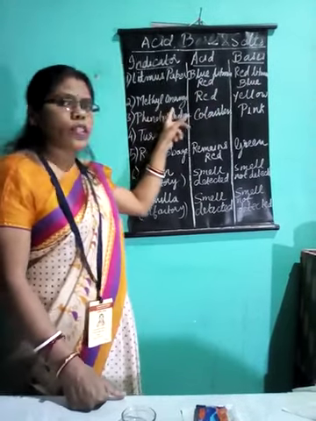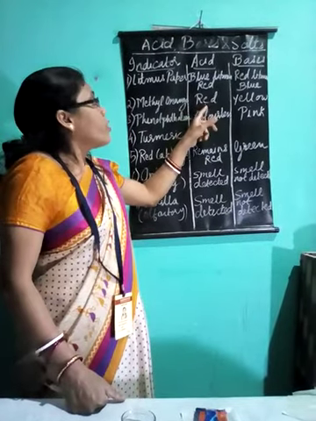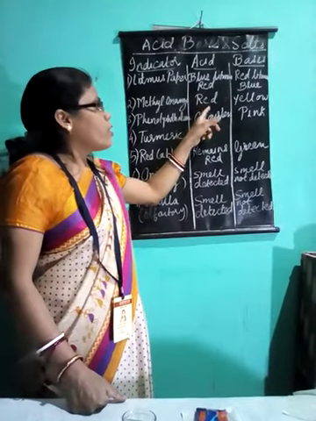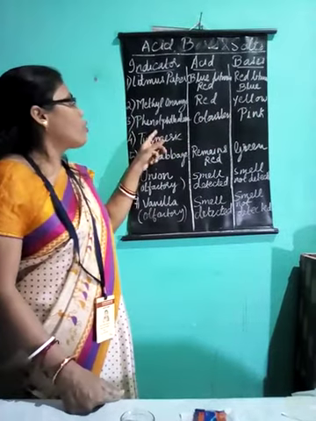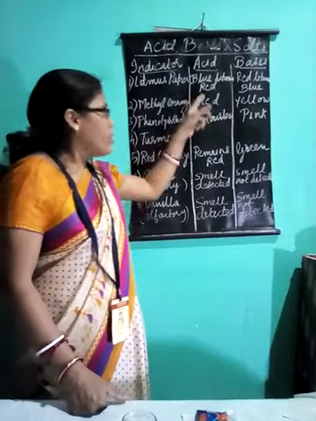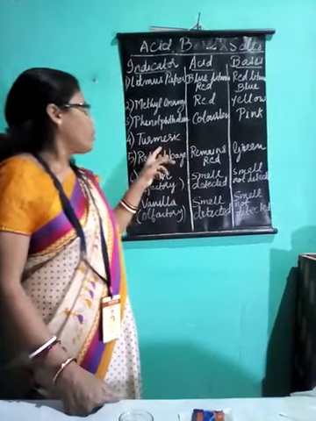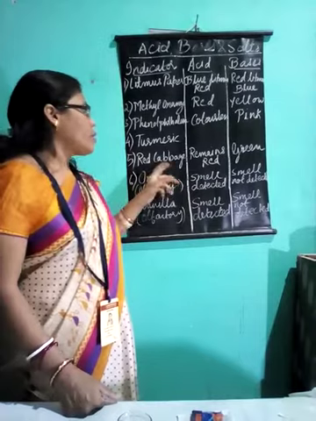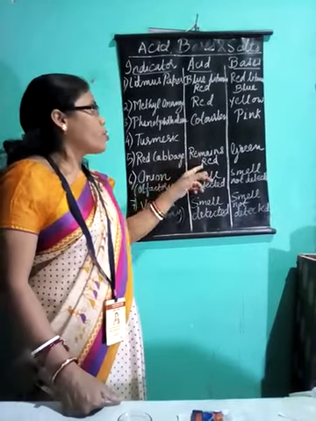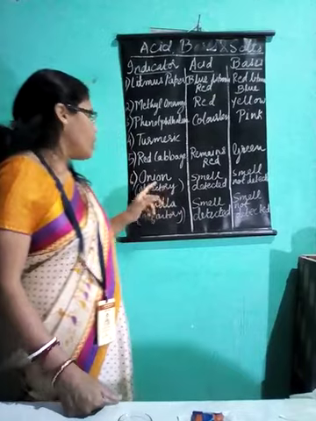Methyl orange is originally orange in color. It is a synthetic indicator. When acid is put in it, it changes red in color, and for base it gives yellow color. Phenolphthalein is colorless. It remains colorless in acid, and in base it changes to pink color. Turmeric, we'll see that experimentally. Red cabbage is red in color. It remains red in acid. In bases, it shows green in color.